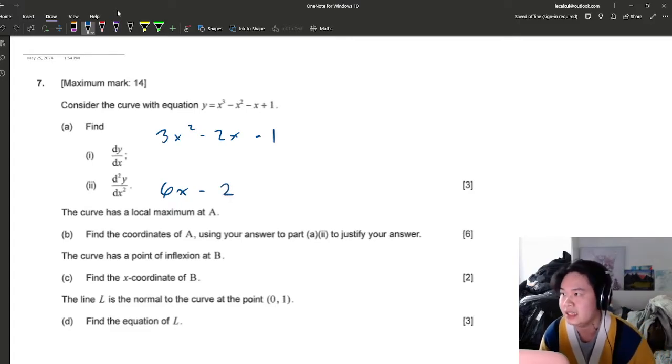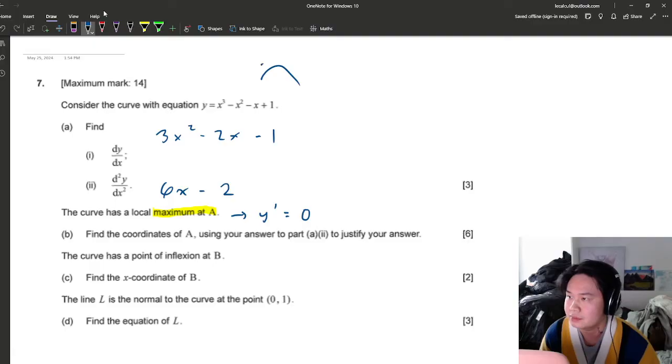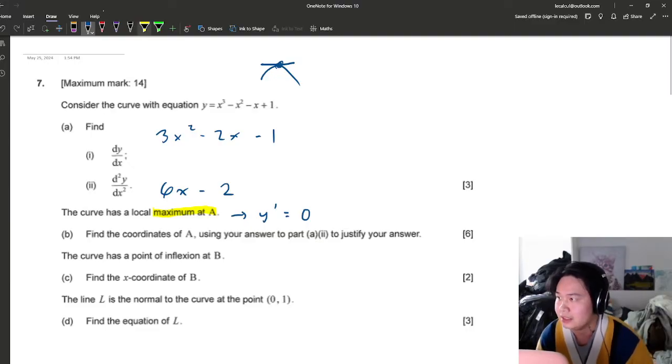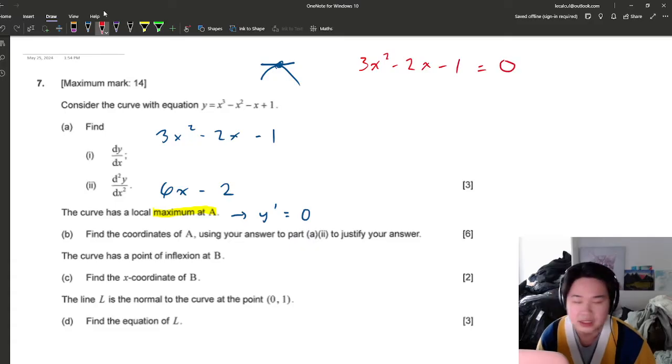And then it says here we have a local maximum at A. So local maximum basically means that your first derivative is 0, because your tangent gradient should be 0 there. And then we want to find the coordinates of A, and we also need to justify your answer. Okay. So we're going to equate our first derivative to 0. And then we need to solve this.